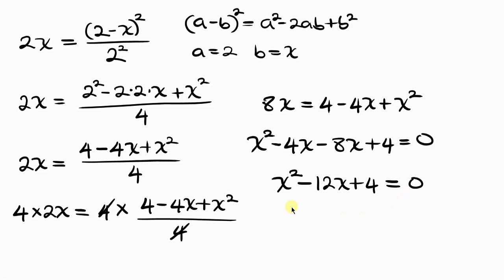Now we have a quadratic equation and we're going to be using the general formula to solve this. Now using the general formula, we know that our a, which is the coefficient of x squared, is 1. Our b, which is the coefficient of x, is negative 12. And our c, which is a constant term, is 4. So let's apply the general formula or the quadratic formula on the next slide.